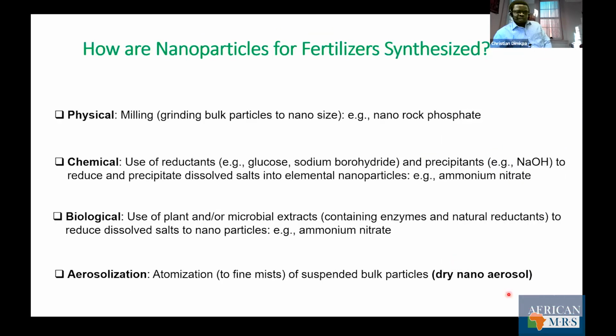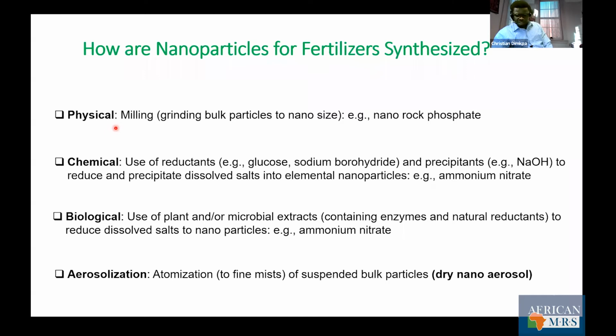So how do we synthesize some of these nanoparticles for fertilizers? We can do so by several means. We can do so by physically milling the bulk materials, for example, phosphate rock, into nanoparticles. We can use chemical means, such as using reductants, for example, glucose or sodium borohydride, and precipitants, such as sodium hydroxide, to reduce and precipitate the salts into elemental particles.